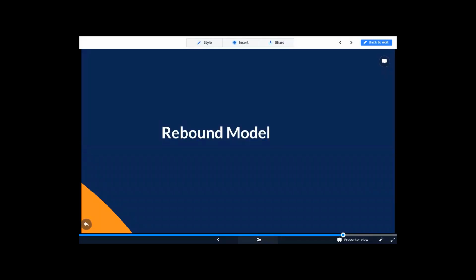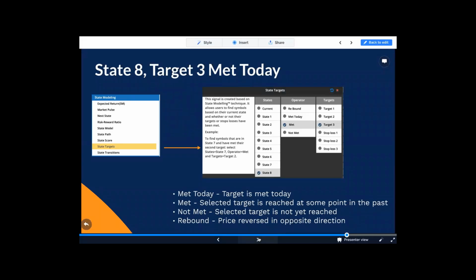the rebound model adds, it's still the same as a low price. You think the low price is low from a state 8 target 3 met today. The only change we are making is changing from met today to met, meaning I know a $40 target 3 has been hit on this stock, but I want to wait a little longer because the 40 could go to 35. What if I can buy it at 35? I don't know, right? It could be a missed opportunity.